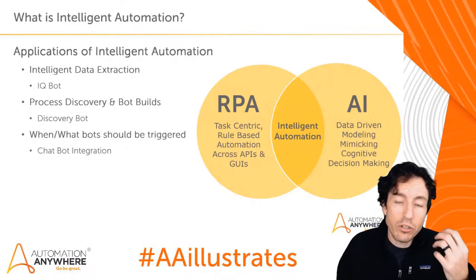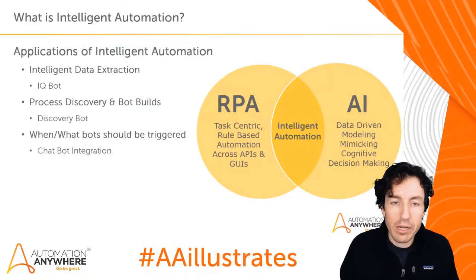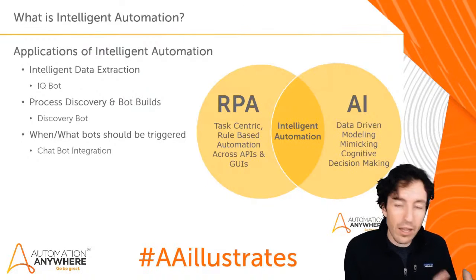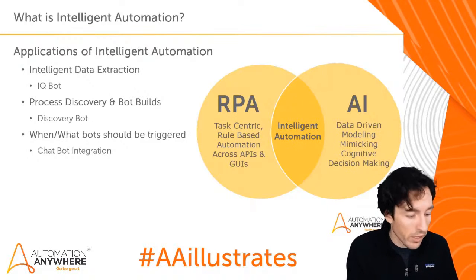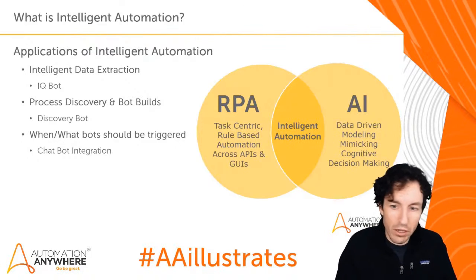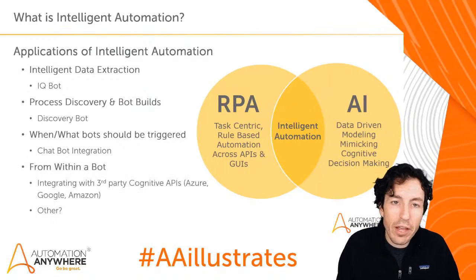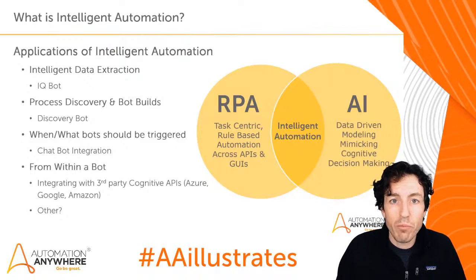And so determining what bot, and when a bot or if a bot should be triggered, is intelligent automation, right? That's where we're using some intelligence on the front end to determine what data we need, how we get that data to the bot, and how we actually trigger the bot directly from that chat integration. That's another example of intelligent automation.